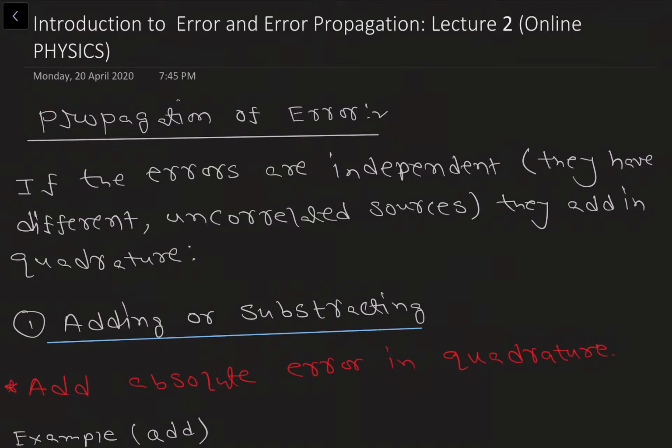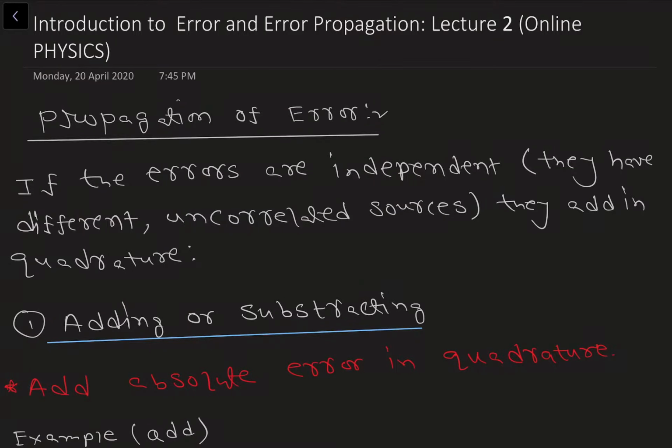This is what we call error propagation. Both the quantities you have measured had error, or maybe even if only one of them has an error, if you use that quantity to calculate some other quantity, the error will propagate.